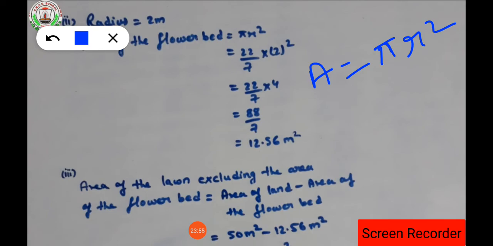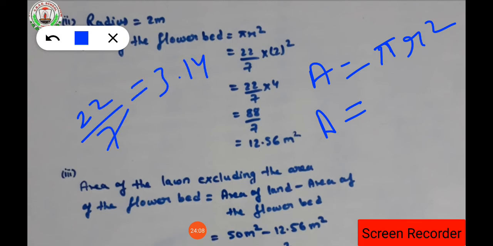So, that will be pi r square. And what is the value of pi we have to take? We have to memorize the value of pi. Remember that. Either we can take it as 22/7 or we can take 3.14. Any one you have to take. So, 22/7 into r is 2. So, 2 square is there.